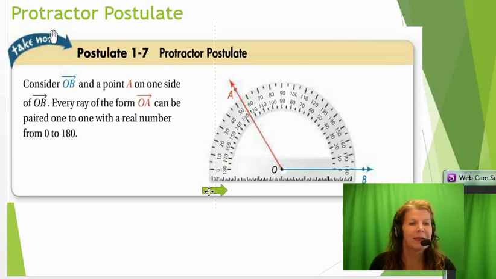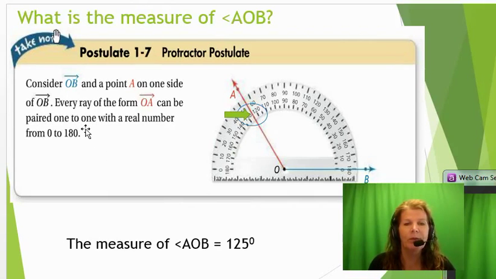Okay, let's see a real live example. All right, so in this example, I have the angle AOB. B has the real number 0 assigned to it. It runs up this way. All right. Ray AO stops at 125. Therefore, I know that the measure of angle AOB, the interior part of this angle, is 125 degrees.